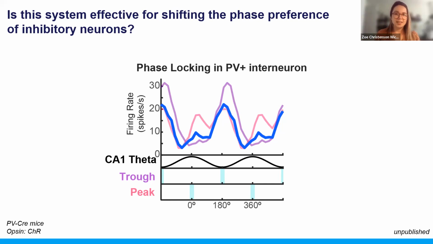But when I stimulated at the peak of theta, while I did see an increase in firing at the peak relative to baseline, I was not seeing a decrease in firing at the originally preferred phase, which would be the trough. So really, this was not quite doing what I wanted in these high firing rate cells. What we wanted was to be able to shift our phase preference, not just add more spikes at a different time. And so we figured that a bidirectional optogenetic approach would better suit our needs.